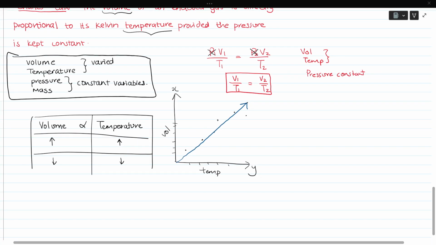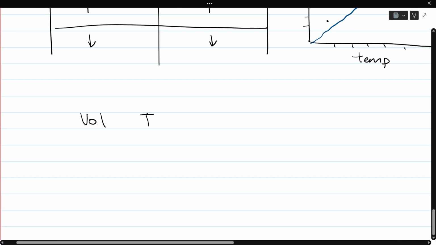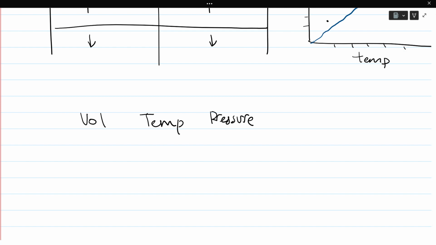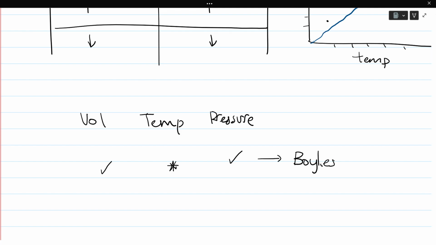So let's just quickly look at what we've been doing. We said we've got volume, temperature, and pressure. So far, we've looked at a case where we varied the pressure and we varied the volume, and temperature was constant. This was Boyle's law. Charles' law is the one where we varied the volume and we varied the temperature and pressure was constant, so this was Charles' law.